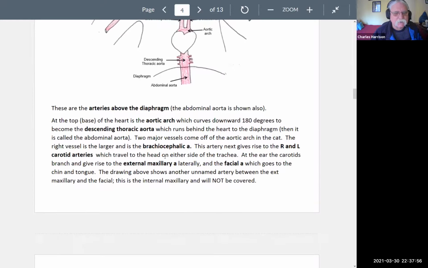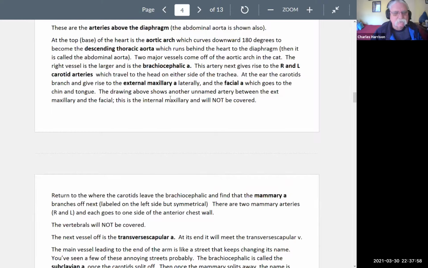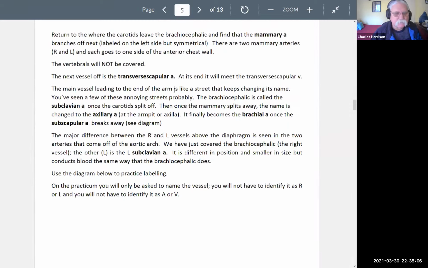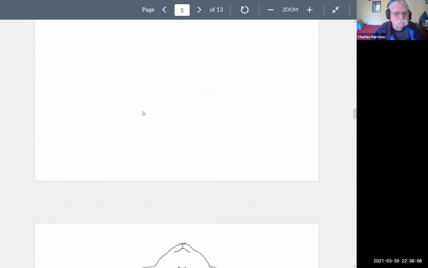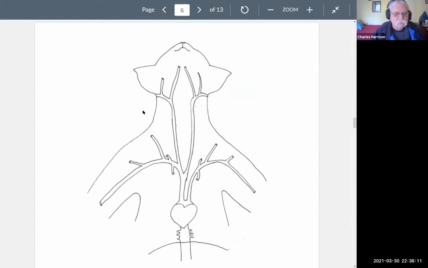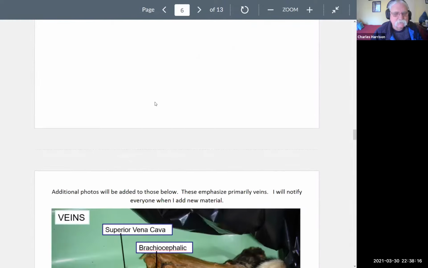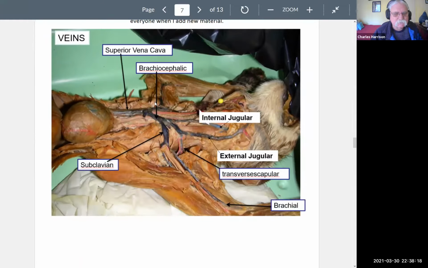This gets followed by some text that I put together and bolded the important ones that you have to know. A diagram to test yourself on. No one cat or human, for that matter, has every vessel. We try to find every vessel using several specimens.